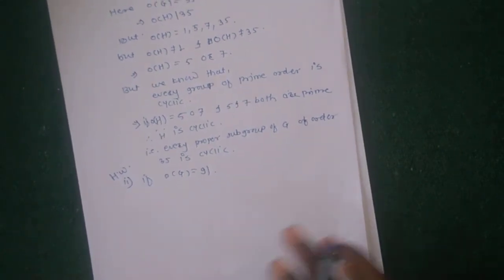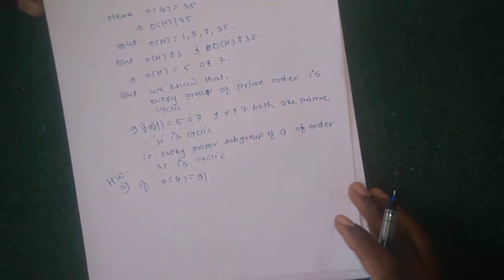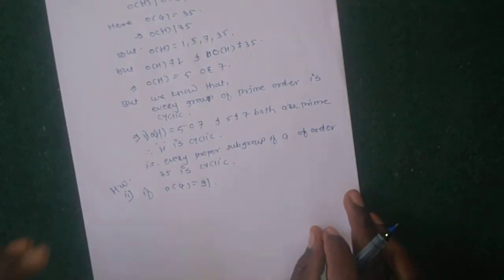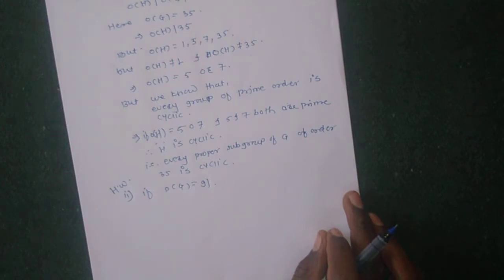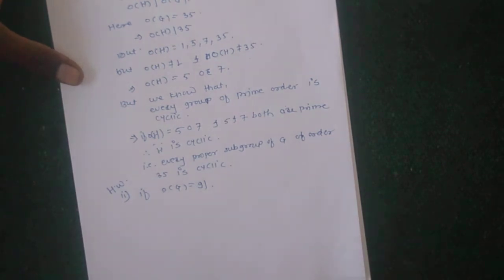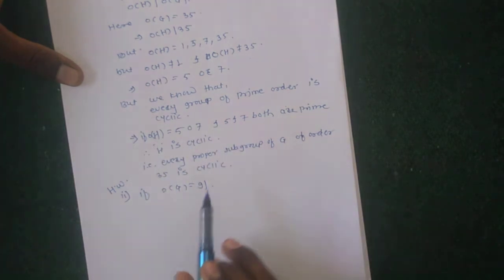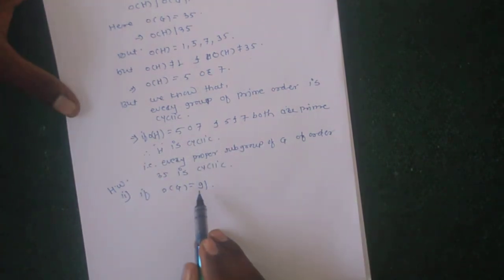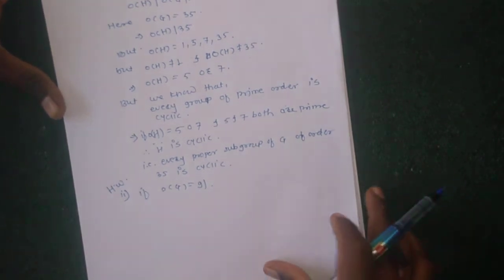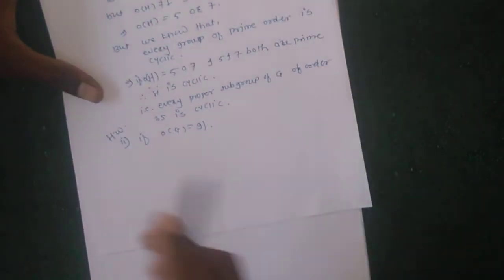Here for a proper subgroup, order of H is not equal to 1 and 91, and we have to find the divisors. Divisors of 91 are 1, 7, 13 and 91. Here 7 and 13 are prime numbers, therefore every group of prime order is cyclic. So H is cyclic, meaning if order of G equals 91, then its proper subgroups are cyclic. Solve this example at home.